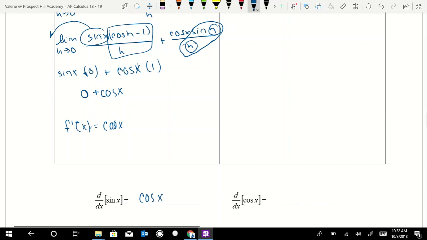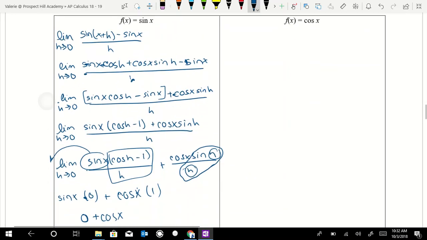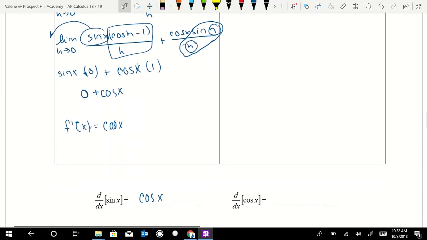Right, so you're going to do the work for the derivative of cosine x, and you should get that your final answer, that the derivative of cosine is equal to negative sine x. All right.